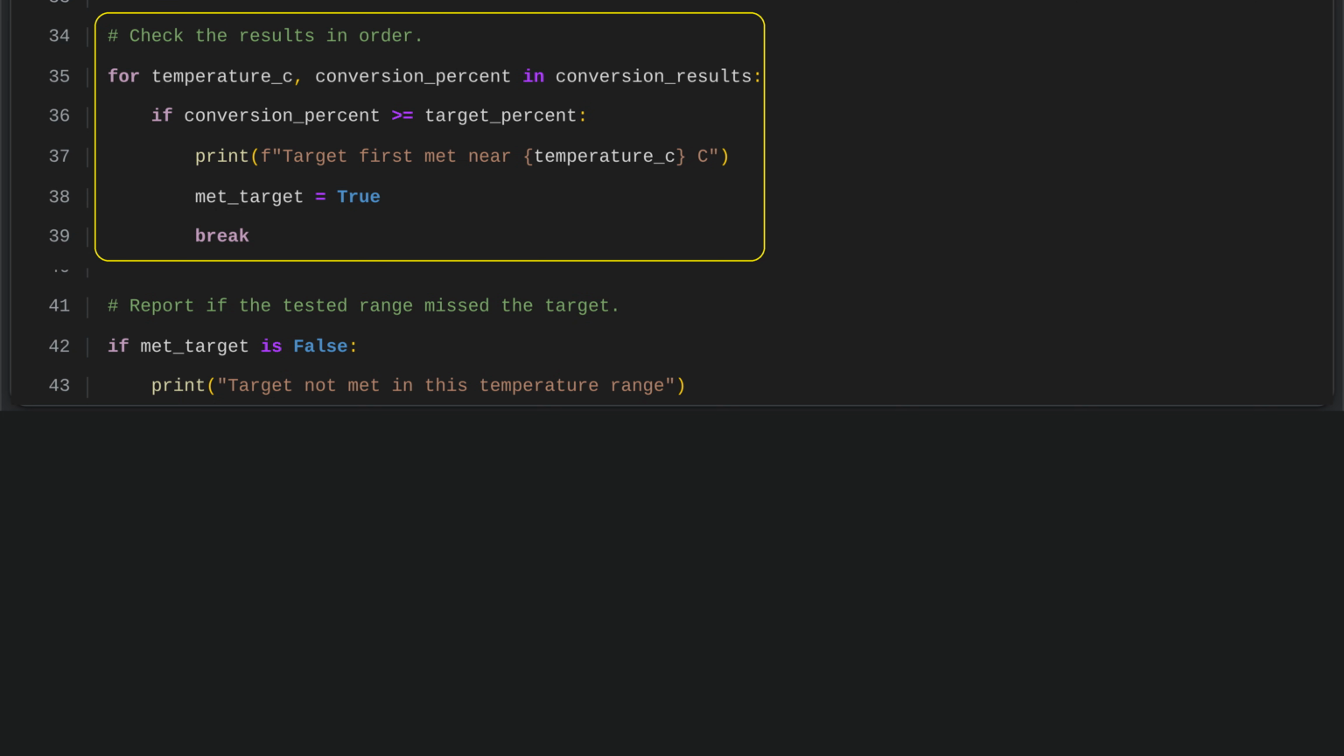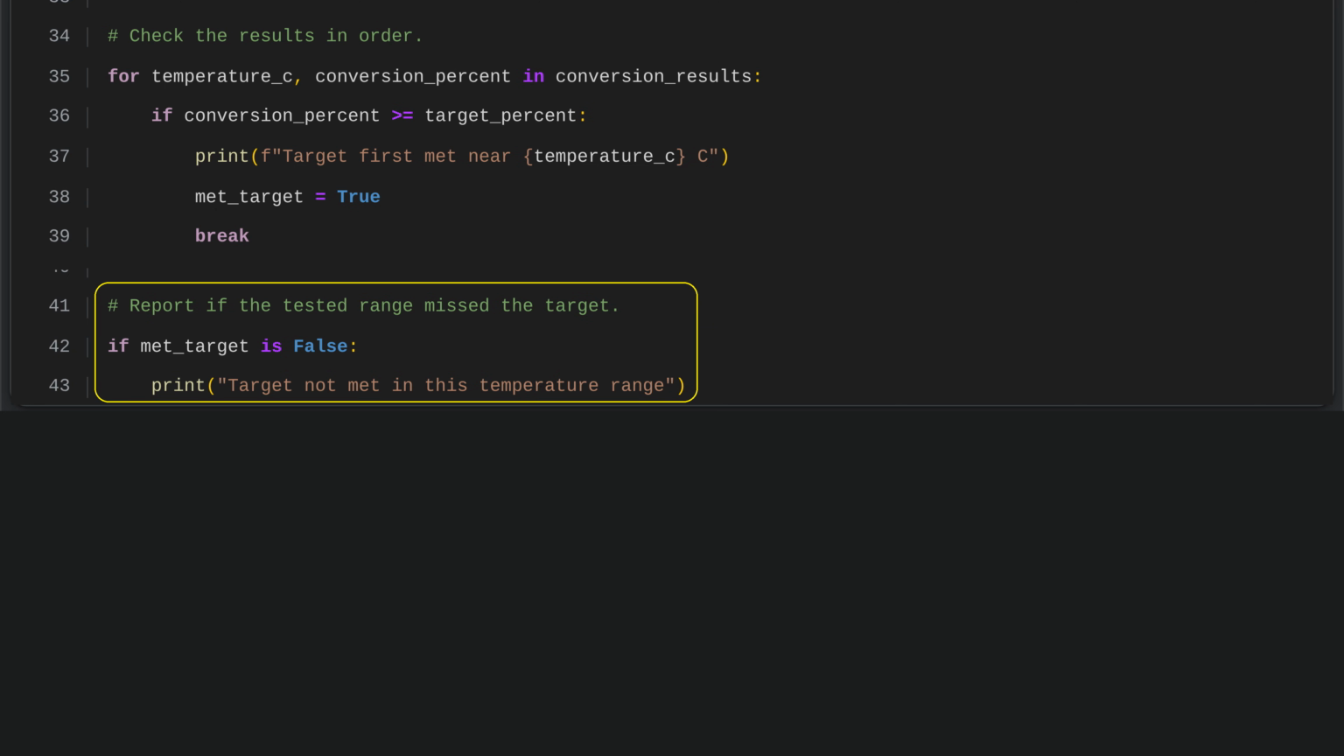The process checks each temperature and conversion value until the conversion reaches the 60% target. When the target is first met, it reports the corresponding temperature, marks the target as achieved, and stops searching. This finds the earliest qualifying temperature while avoiding unnecessary checks.